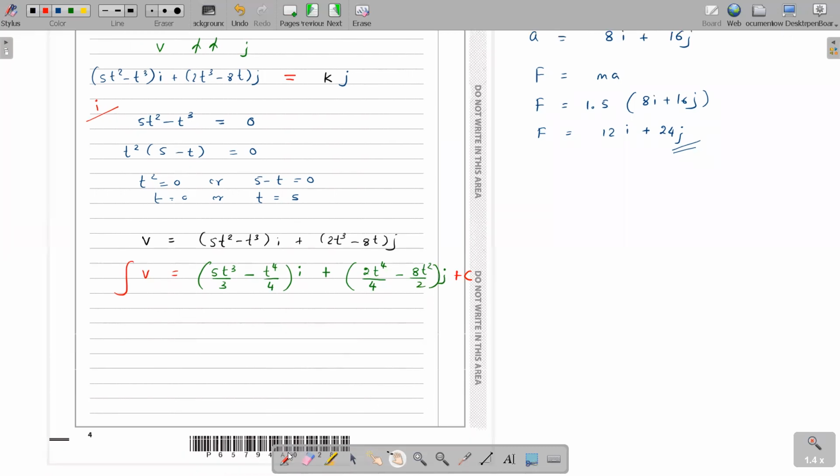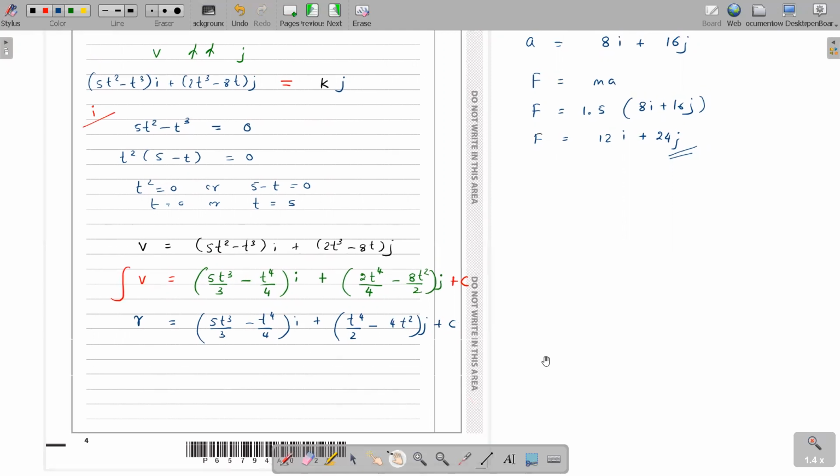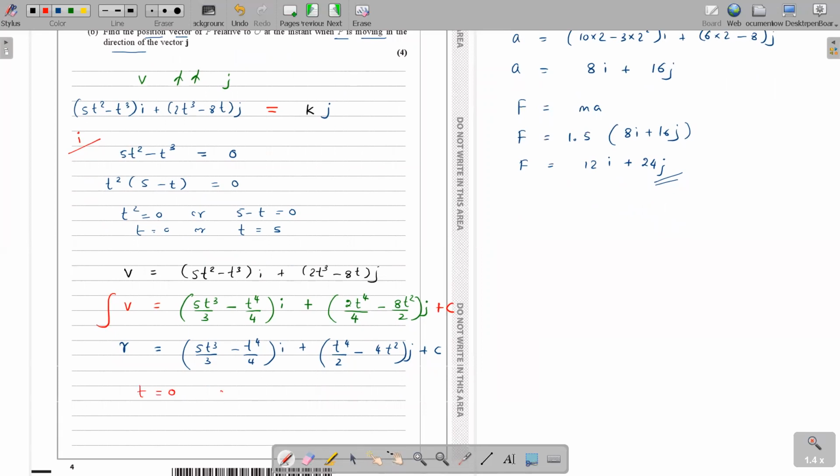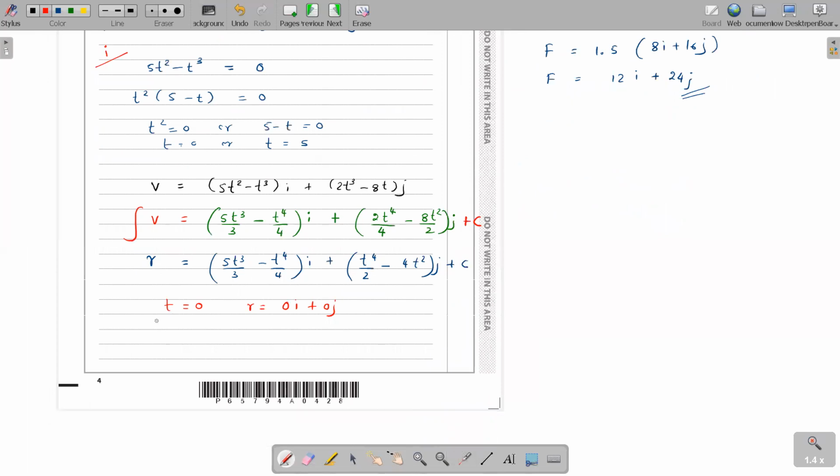So here you get the position vector r: 5t cube over 3 minus t to the power 4 over 4 i, plus t to the power 4 over 2 minus 4t square j, plus c. My simplification is clear, right? How do we find the plus c? They have given you some limits: at time 0, it's at the origin. What's the coordinate of the origin? 0, 0, so 0i plus 0j. R represents the position vector at any given time, so at time 0 you are at 0i, 0j. So put it here: R is 0i, 0j.